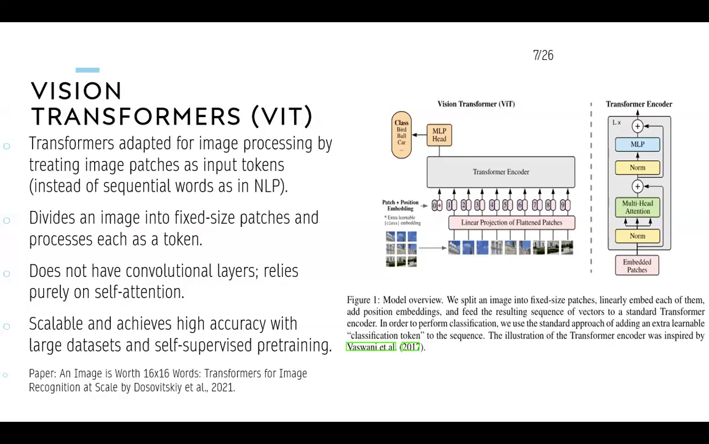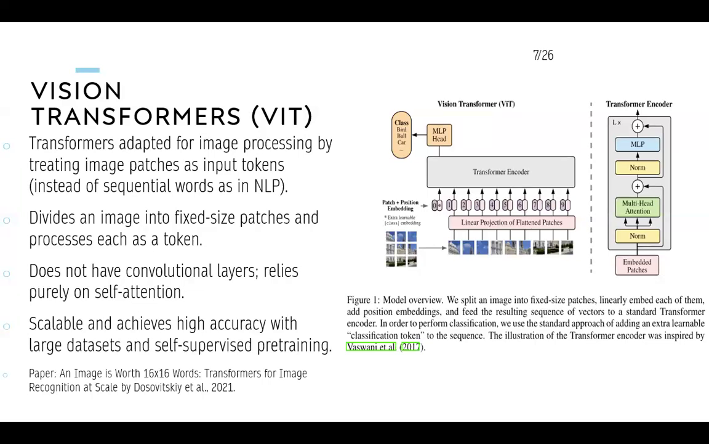Vision transformers are very similar to ordinary transformers, but here they're adapted for image processing by treating image patches as image tokens. As you can see in the picture, think of an image that gets transformed into different patches. Those patches get cut up, introduced into an encoder, and then they come out through the MLP head where it gets classified. So it divides an image into fixed-size patches and processes each token. It doesn't have convolutional layers, and instead relies purely on self-attention. These were introduced in 2021, and they're very useful because they're scalable and achieve high accuracy with large datasets and self-supervised pre-training.